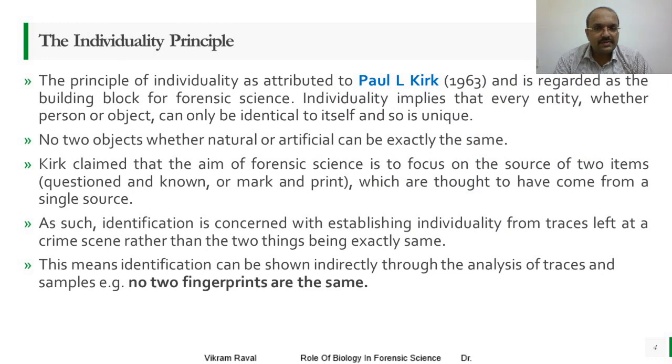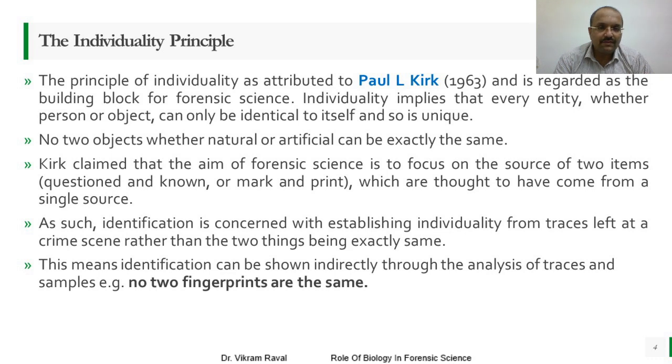First, the individuality principle. The principle of individuality is attributed to Paul Kirk in 1963, and he is regarded as a building block for forensic science to attain this huge stature in various fields of science. Individuality implies that every entity, whether a person or an object, can only be identical with itself, and it is so unique. So anything that we consider is unique in that it is similar to itself, nothing else. It cannot show any kind of similarity, be it 100%, with any other thing. If it is 100%, it is said to be matching with itself and no other thing in the world.